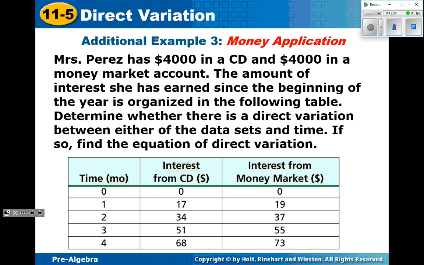All right, here's a word problem for you. Mrs. Perez has $4,000 in a CD, that means certificate of deposit, and $4,000 in a money market account. The amount of interest she has earned since the beginning of the year is organized in the following table. Determine whether there is a direct variation between either of the data sets and time. If so, find the equation of direct variation. Go ahead and take a look at it. Do you see patterns in there?